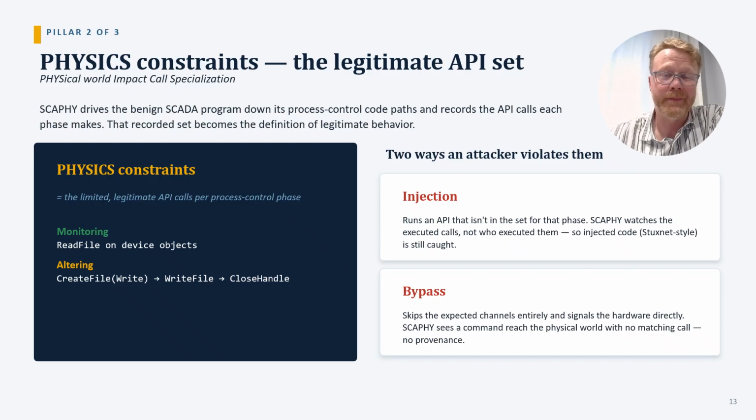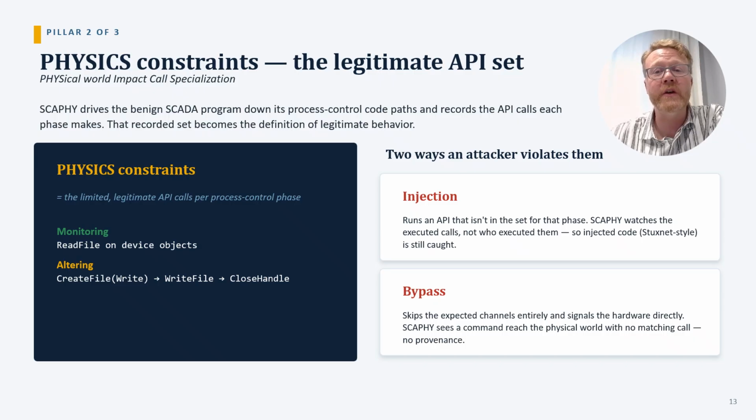It's a baseline. For each process control phase, there's a small, specific set of API calls that legitimate SCADA makes. SCAPHY learns this set by running the benign SCADA program and driving it down its process control paths, making it react to element state changes so the relevant logic executes. Then it records which APIs fire in which phase. That recorded set becomes the definition of legitimate behavior.